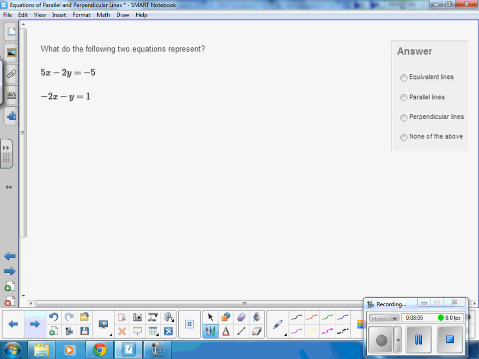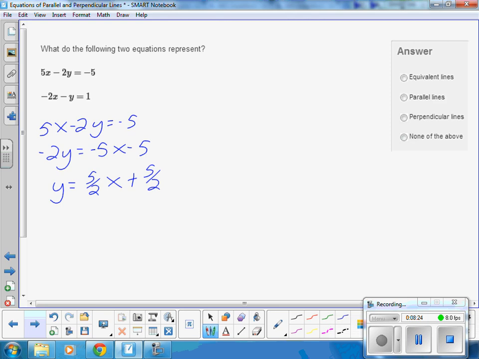Rewriting the top equation, 5x minus 2y equals a negative 5. So we have a negative 2y equals a negative 5x minus 5. Divide everything by negative 2. Y equals 5 halves x plus 5 halves. My slope is 5 halves. My intercept is 5 halves.